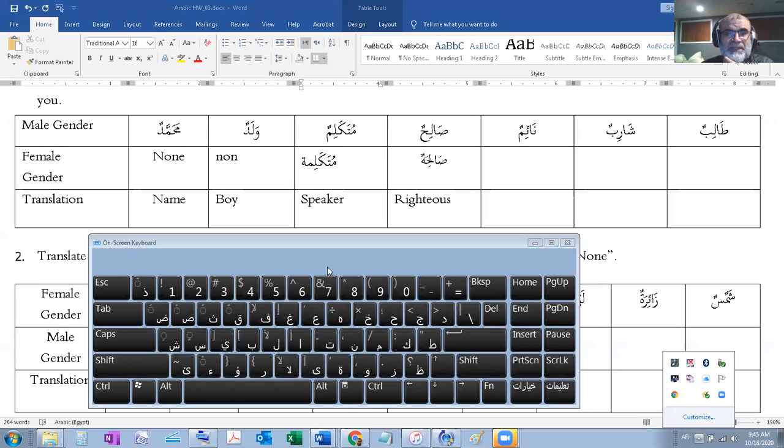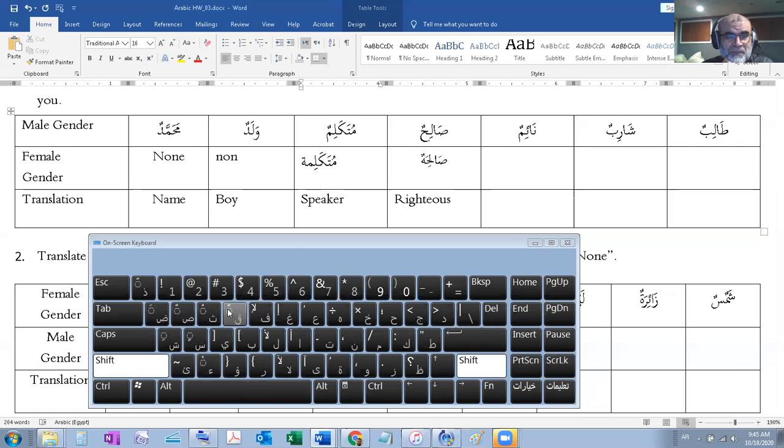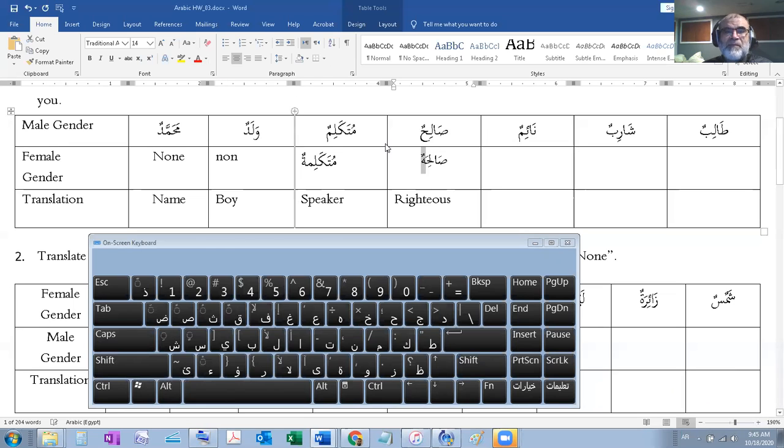Okay. And متكلمة. We do تنوين. متكلمة. Just like Salih, a righteous. Salih is a righteous. You can have a male righteous or a female righteous. The difference is going to be the female ta. That's the difference between them. Okay. Naim, sleeper. There is a male sleeper and a female sleeper.